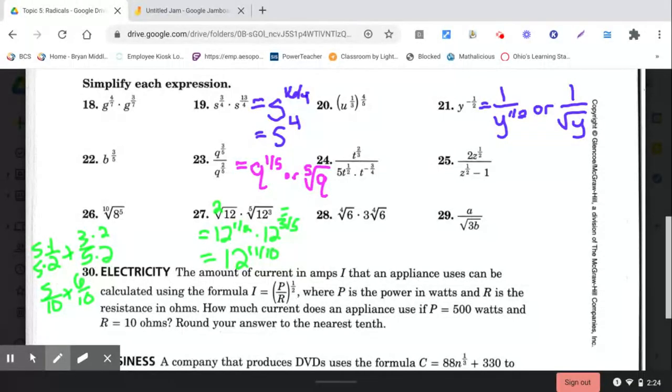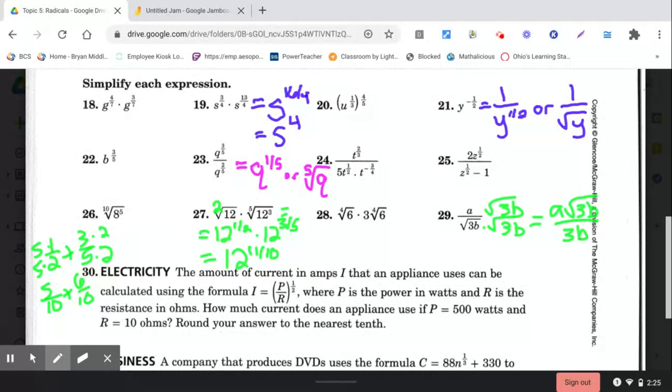All right, let's check out 29. And there's a reason I skipped over to that one. This is not rationalized, okay? We'll talk about this more this chapter, but we don't like to have radicals in the denominator. So the way we get rid of them is we multiply top and bottom by the radical. So that's going to make the numerator a root 3b. And then the square root of 3b times the square root of 3b is just 3b. Okay, and that's how we're going to leave our answer.